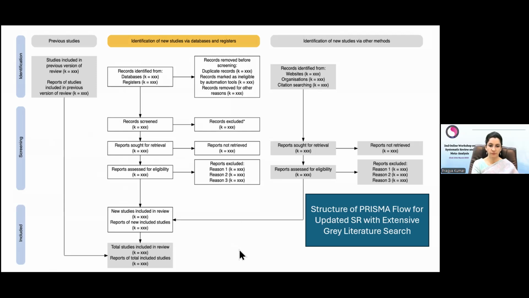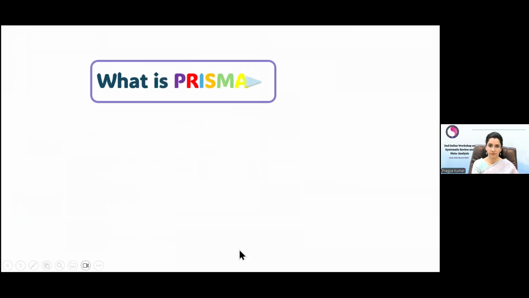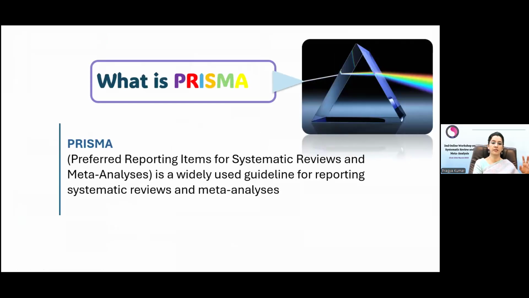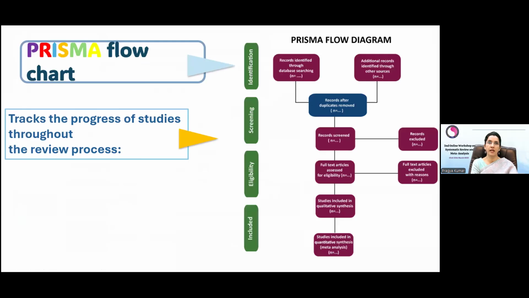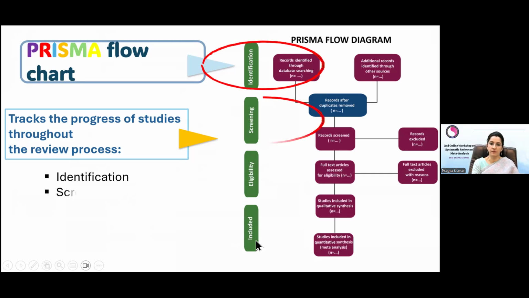So now coming to, again, what is PRISMA? PRISMA is the Preferred Reporting Items for Systematic Reviews and Meta-Analyses. And this is widely used; in the case of a systematic review, you have to report your findings using PRISMA. PRISMA tracks the progress of studies throughout the review process. So that's why we have emphasized a lot on making a log since the beginning. So there are 4 stages. There is identification, screening, eligibility, and inclusion. This we have all seen.